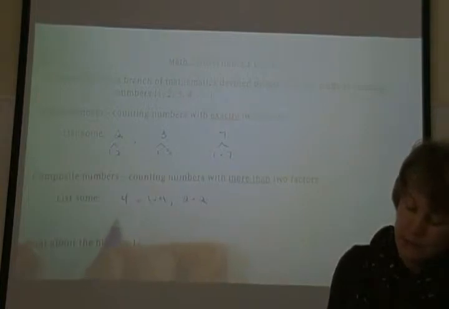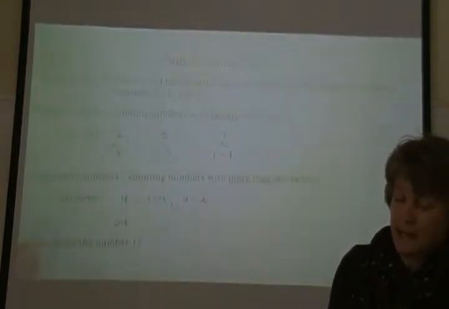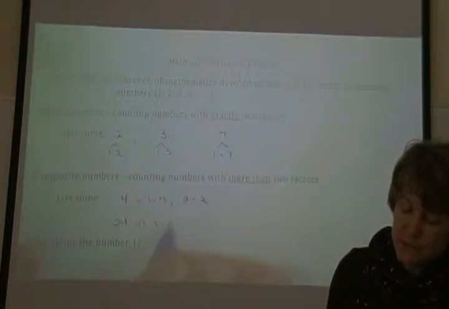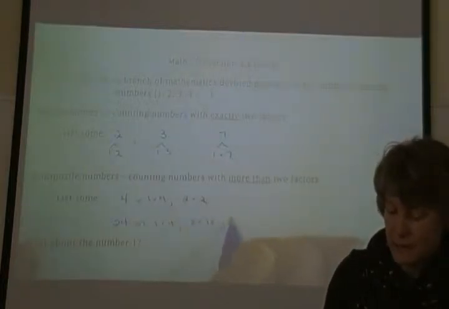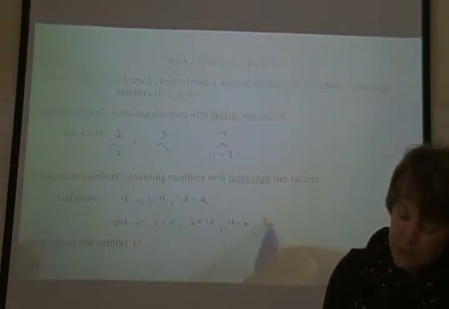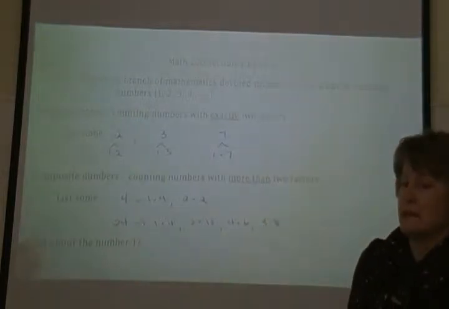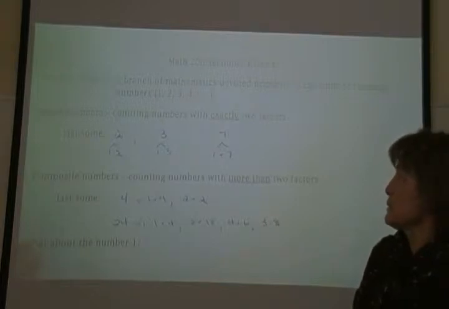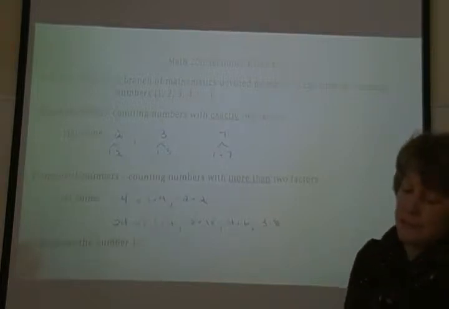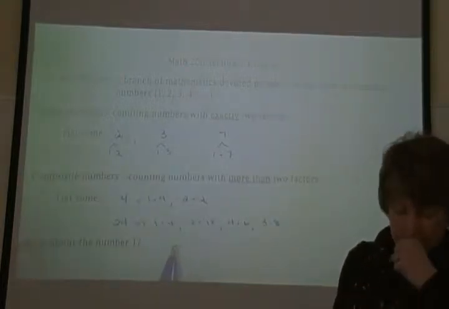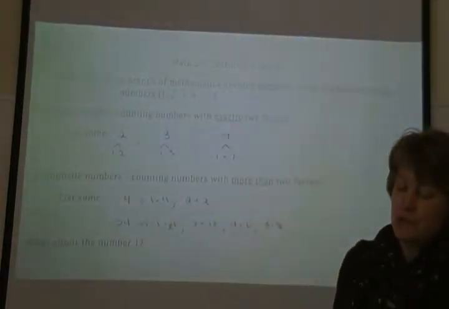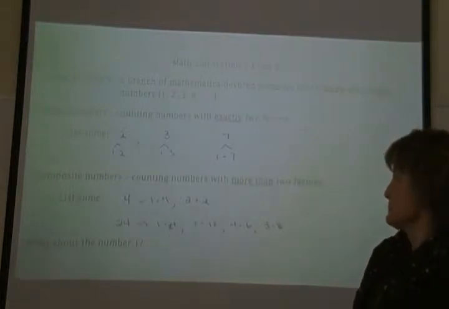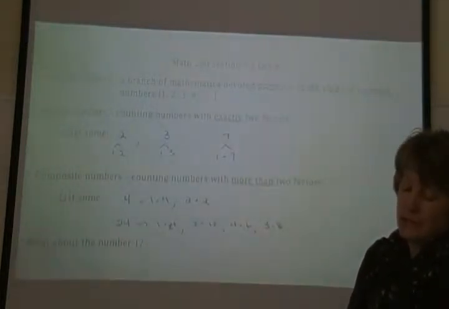So the number 24, I can write that as 1 times 24. I can write that as 2 times 12. I can write that as 4 times 6, 3 times 8. There's a lot of ways to write that as a multiplication problem, which means it is a composite number. It has more than 2 factors, more than just 1 times 24. So composite numbers are counting numbers with more than 2 factors.